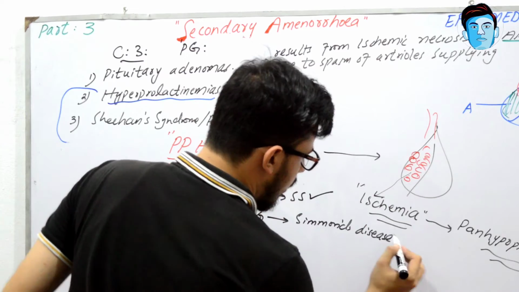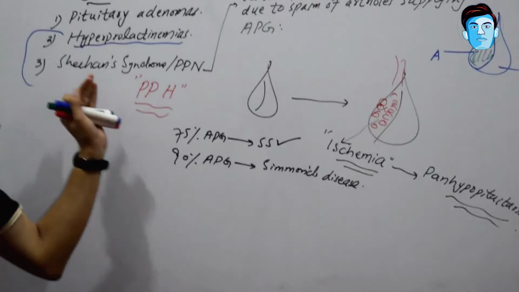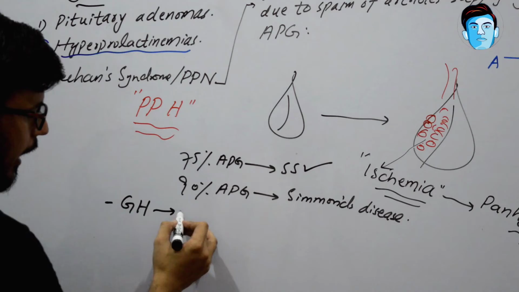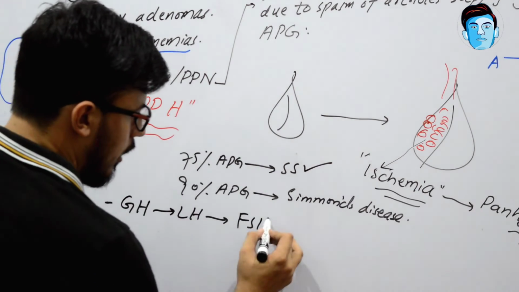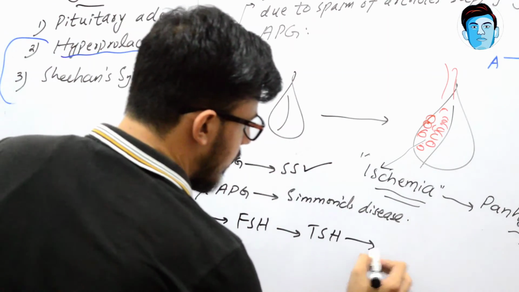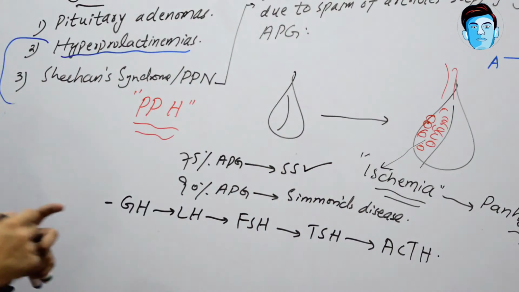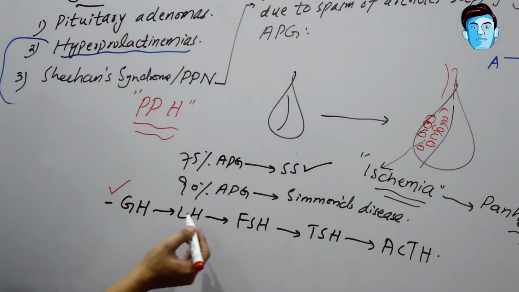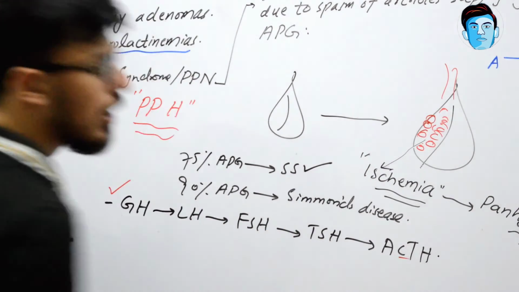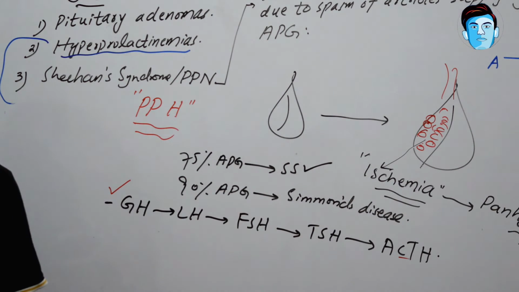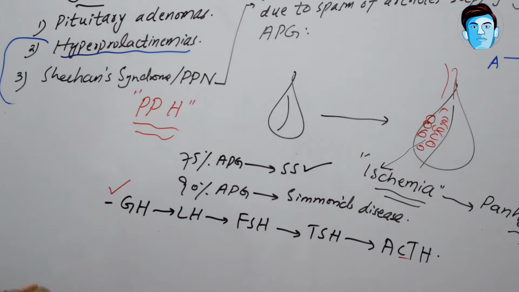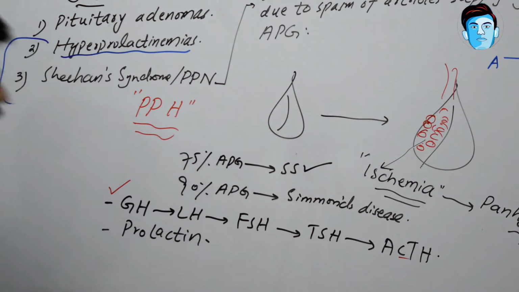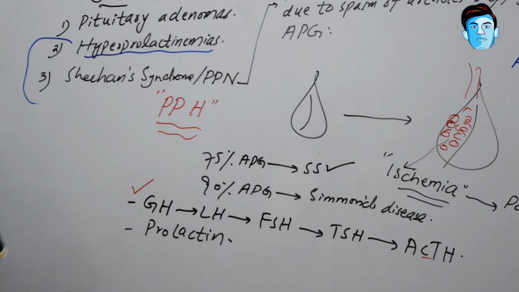Simmonds disease. So what is the pattern of hormones affected in Sheehan syndrome? The first hormone affected is growth hormone, followed by LH, FSH, TSH and ACTH. There is another question: which hormone is mainly affected in Sheehan syndrome? That is prolactin. So the main hormone affected in Sheehan syndrome is prolactin.